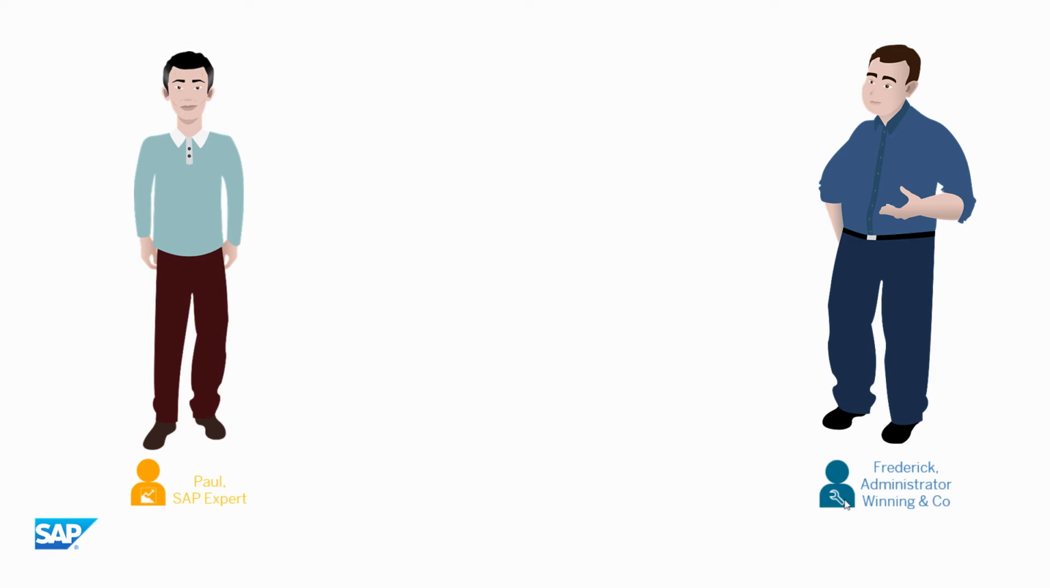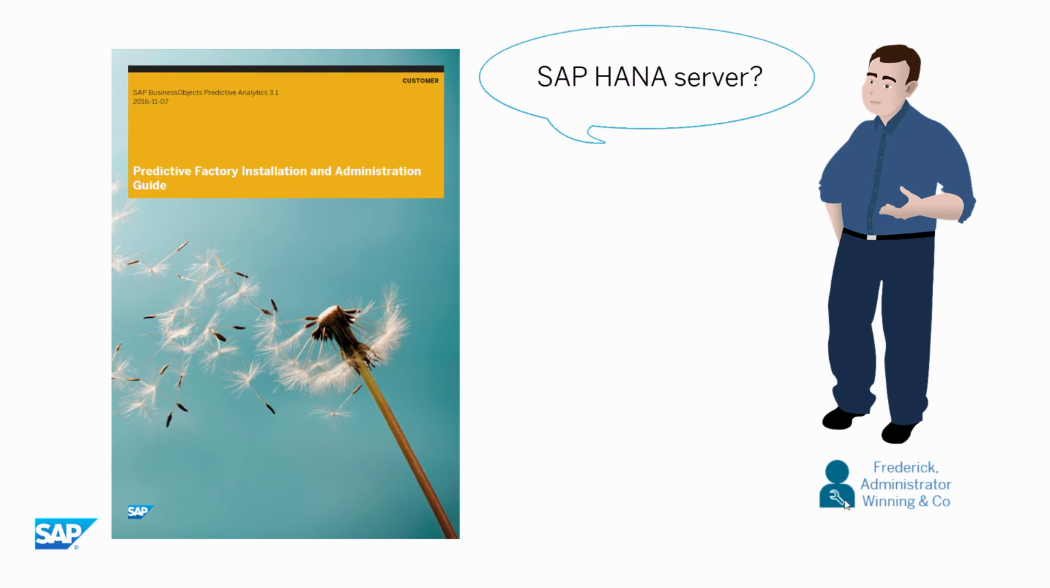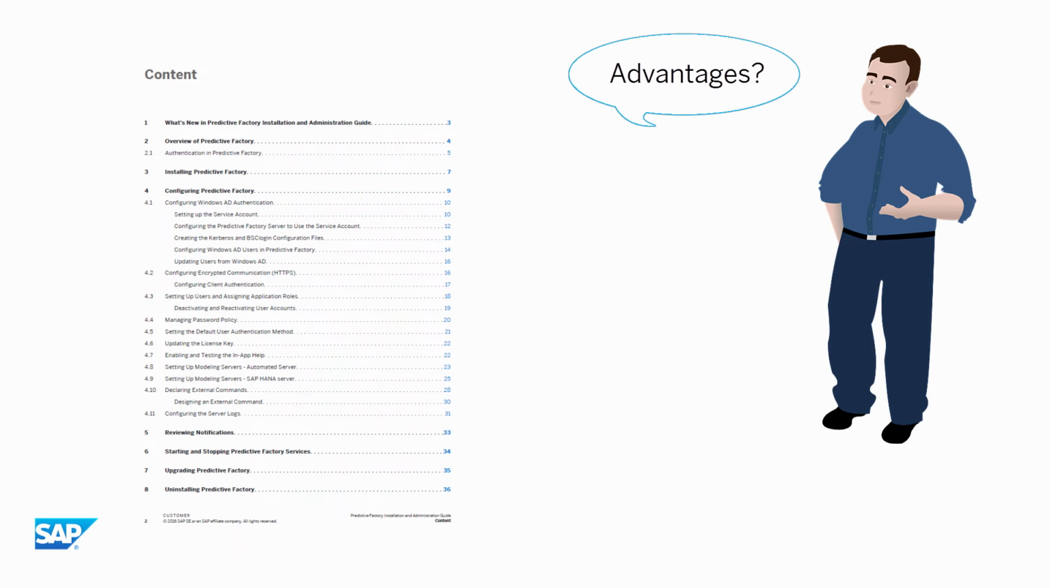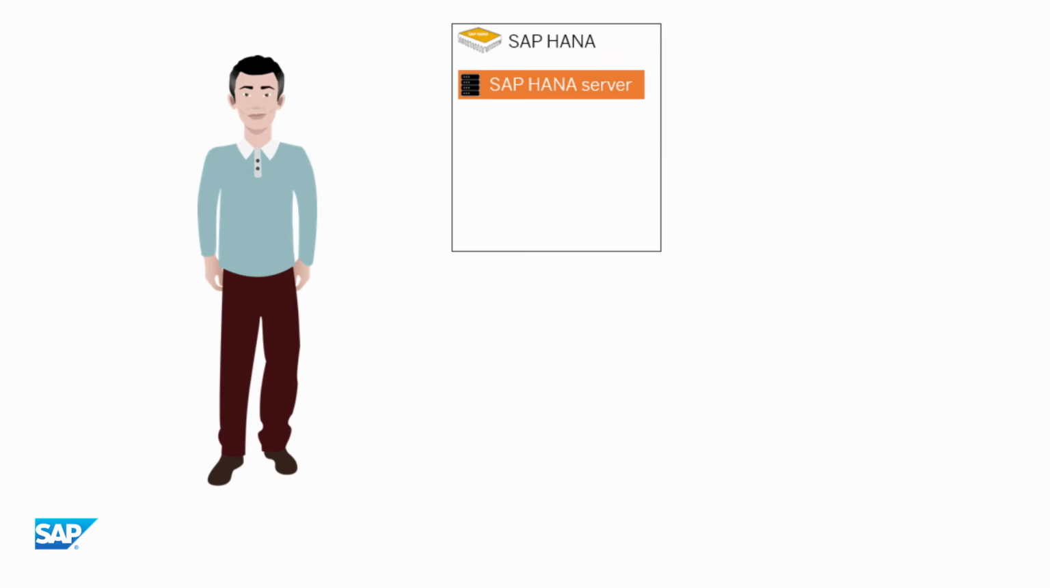Hi Paul. I read in the Predictive Factory installation and configuration documentation that we can now set up an SAP HANA Server for Predictive Factory. As we've already installed the SAP HANA platform, can you tell me what advantages we get by adding an SAP HANA Server to Predictive Factory?